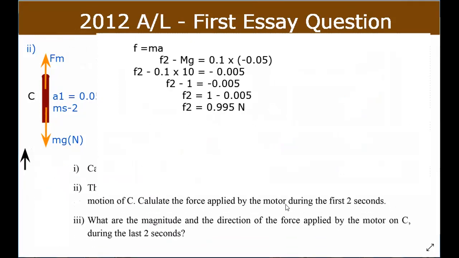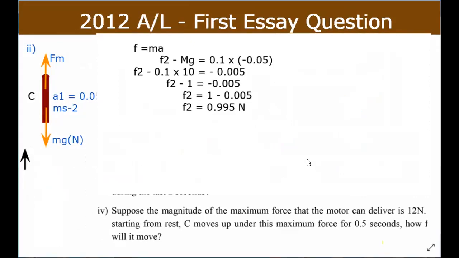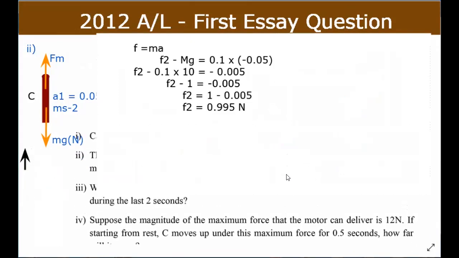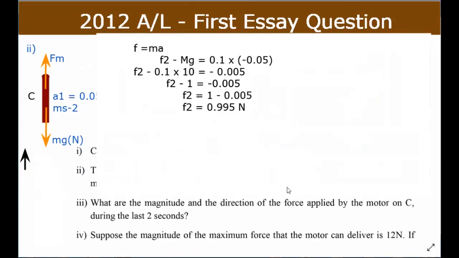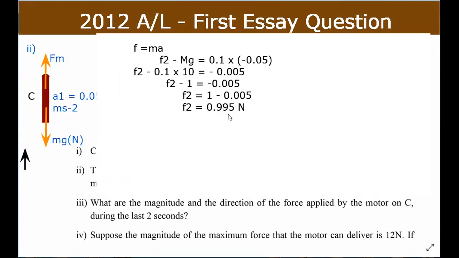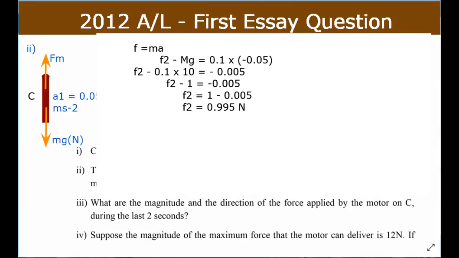We have answered Roman number 1. We have answered Roman number 2. Roman number 3: What are the magnitude and direction of force applied by the motor on C during the last 2 seconds? The direction is upward. If they ask you to write the direction, please write direction of F2 is upward. Please write it here because they ask a direction. Direction of F2 is upward.